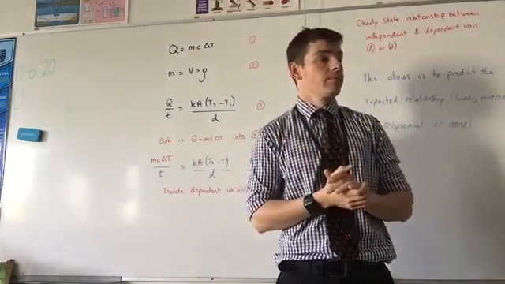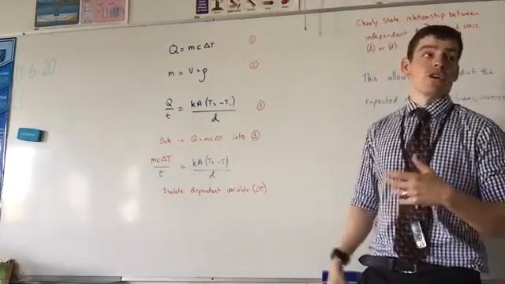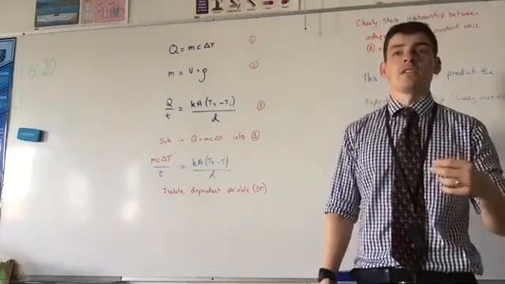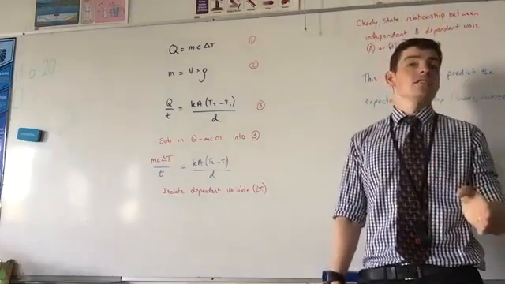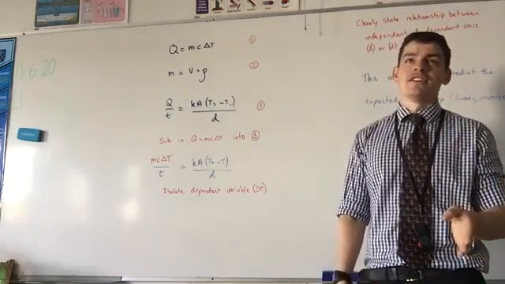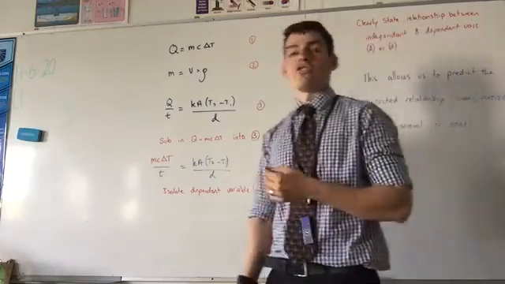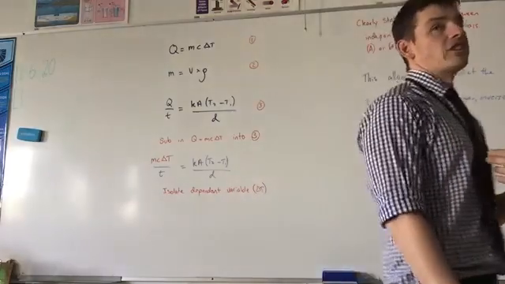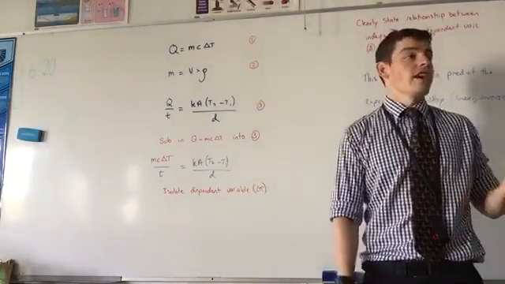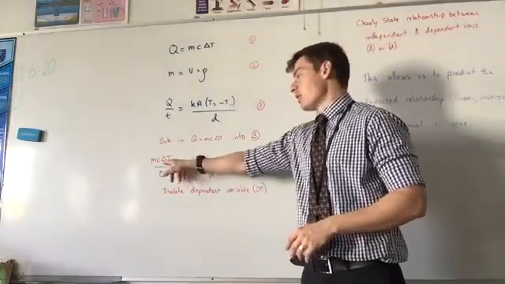Clear. So we want to get delta T by itself because we know when we're graphing y equals mx plus c, what's y? The y-axis is our dependent variable. That's the one that we're measuring, the one that we're trying to figure out. The one that we're changing is our independent variable. Where does that go? On the x-axis. So when we rearrange this equation, we want to get delta T by itself.